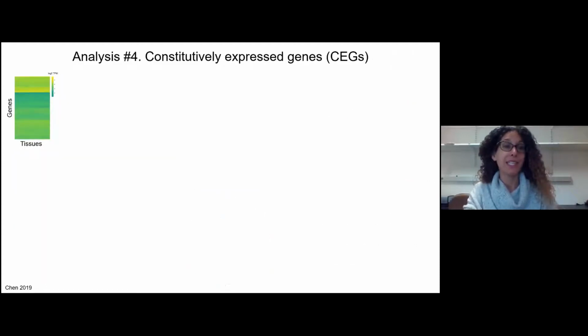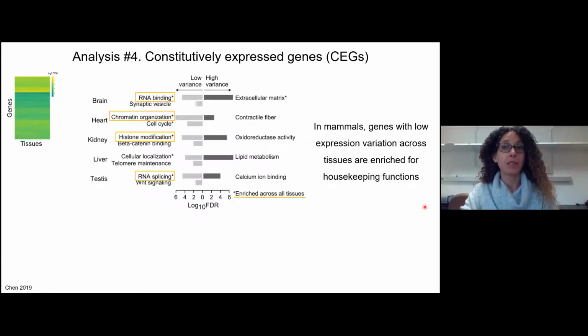And in the last analysis, we focused on genes that are expressed at a similar level across all tissues within each species, as indicated in this heat map based on the similar color of each row. In this heat map of expression, each row is a gene, and the tissues are on the x-axis. We term these genes constitutively expressed genes, or CEGs. A comparative study in mammals demonstrated that genes with low variance are enriched for housekeeping functions. These housekeeping functions occur in every tissue and are important to maintain cellular function. They include RNA binding and processing, and chromatin organization.